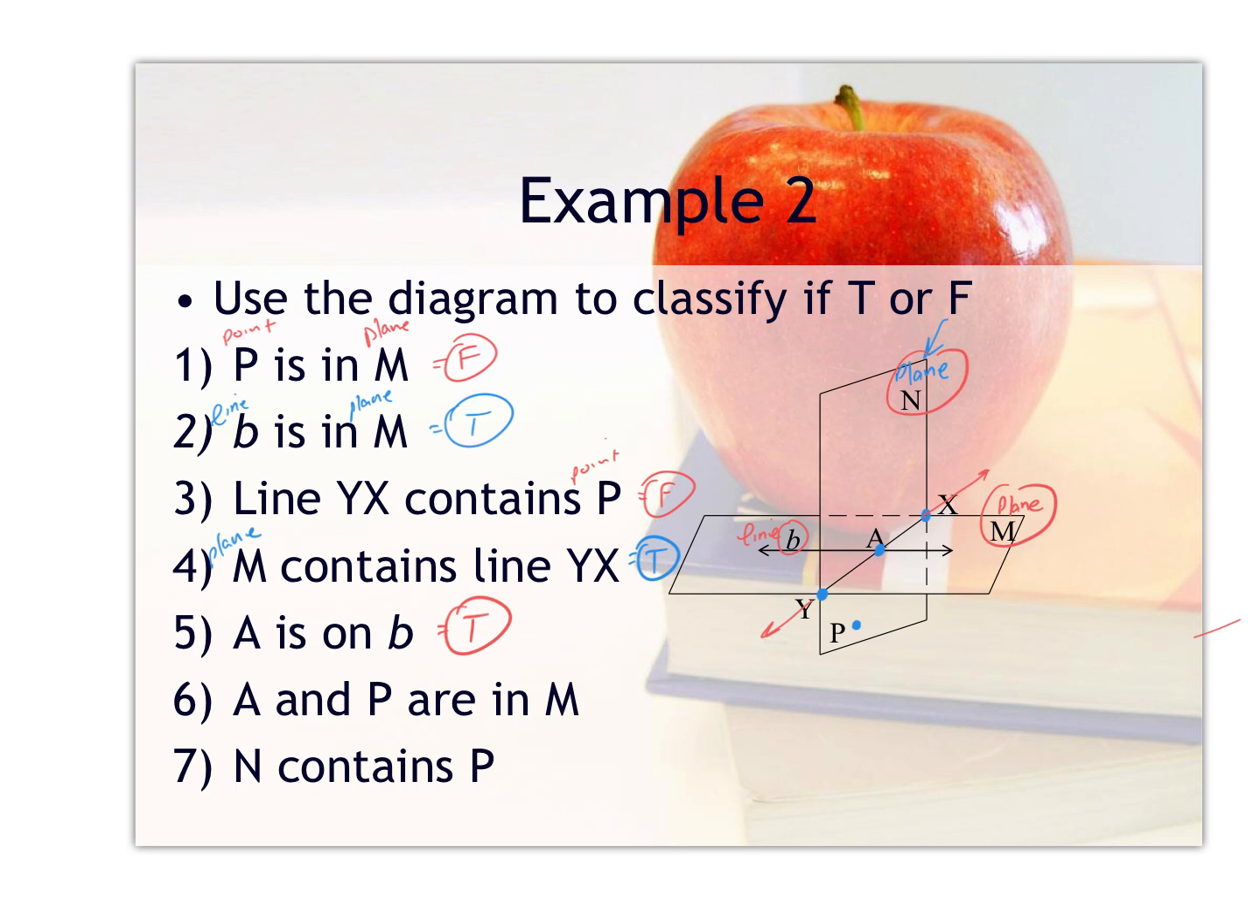When I go to number 6, this is point A and point P are in plane M. So A and P are in plane M, and that is false. Okay, they are actually on plane N. And then the last one, plane N contains point P, and that is true. And this one over here, this would be point A and line B. So again, it helps you at first to understand, are we talking about a point, a line, or a plane? And it helps to understand what the drawing is telling me.